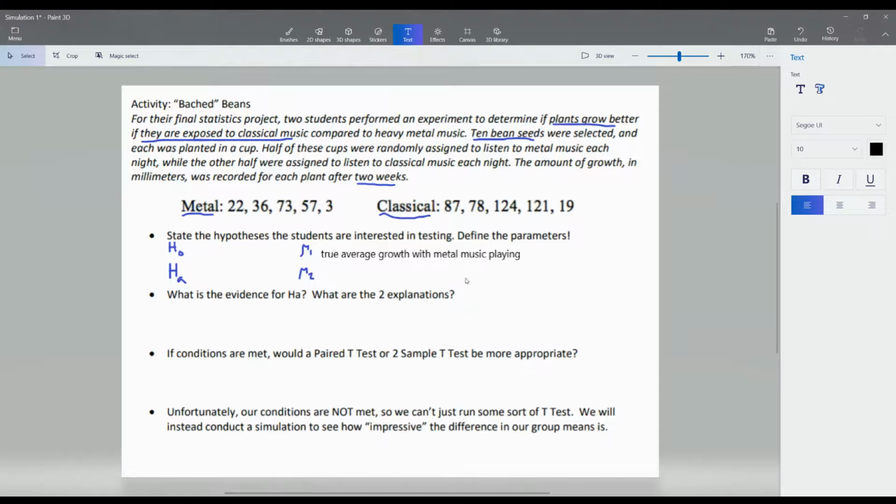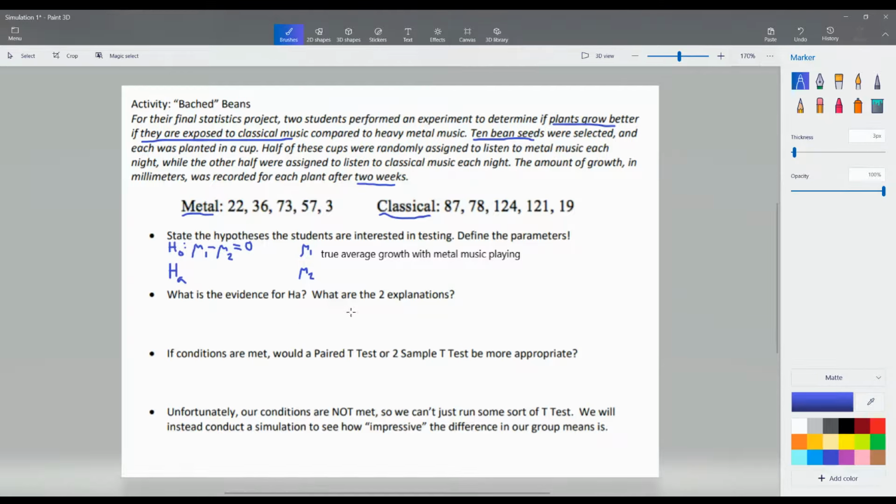Now in the problem, if you look at it, the null hypothesis is always going to be the statement of no difference, or in other words, the growth rate is the same. The average growth amount is the same no matter what music is playing. So we would have that the two means, when you subtract them, you get 0, or in other words, there's no difference between metal and classical music playing.